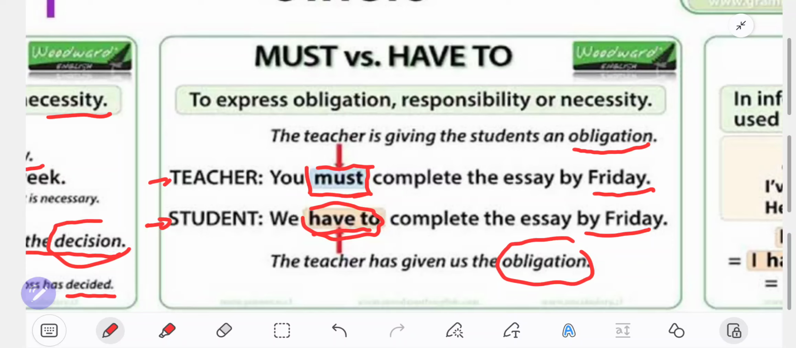Okay, I will remind you about the difference between must versus have to. Must, it is from you, but in this case must is used by your teacher, as an obligation. You have to do this task.